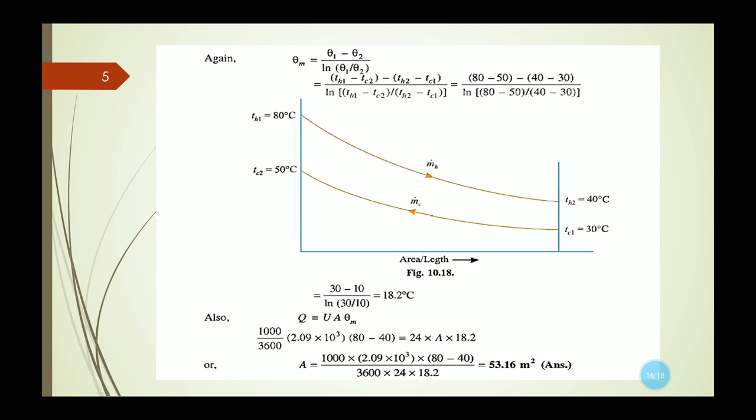Now we put this value of theta m and the overall heat transfer coefficient in this formula, that is Q equals UA theta m. Q was already calculated and U is given in this numerical. A, capital A, we need to calculate from this relation, and theta m was already calculated in the earlier step. So using all these values we have calculated the surface area for this counterflow heat exchanger, which is 53.16 meters square.